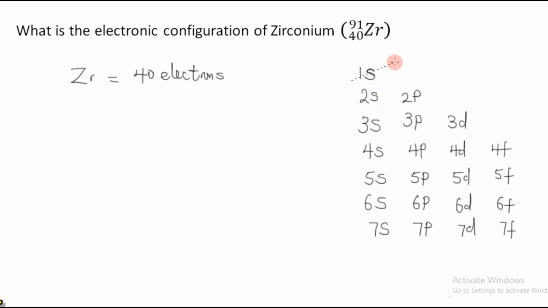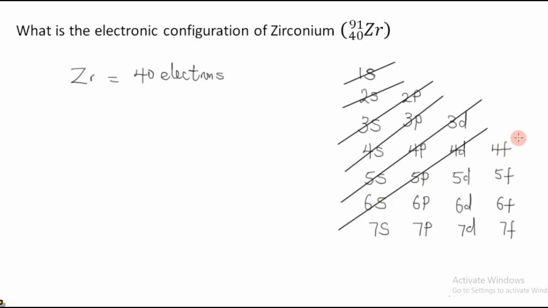So we'll fill the 1s orbital first before going to the 2s orbital. From the 2s orbital, we'll go to the 2p orbital and then to the 3s orbital. From here, we move down to the 3p orbital to the 4s orbital. From here, we move to the 3d orbital, 4p orbital, and the 5s orbital. From this, we move to 4d orbital, 5p orbital, and the 6s orbital. From here, we move down to the 4f orbital, the 5d orbital, 6p orbital, and the 7s orbital. So this is the order of increasing energy level, right?